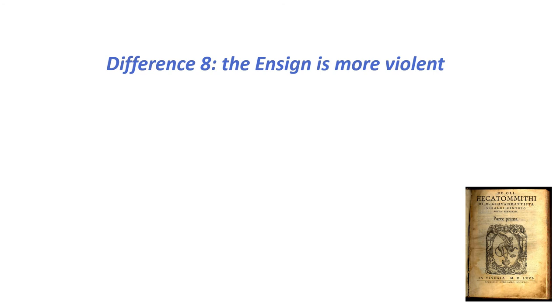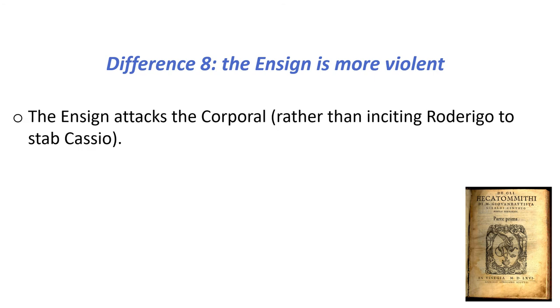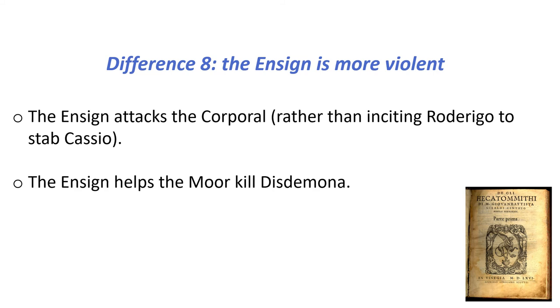Difference 8 then. The ensign in Cinthio's version is much more violent. So the ensign attacks the corporal, whereas in Othello, Iago gets Rodrigo to stab Cassio. And in Cinthio's version, the ensign helps the Moor to kill Desdemona. So there's quite a clear difference there, I suppose, between Iago in the original text and Iago in Shakespeare's Othello. And we can understand this because in Shakespeare's version, what Shakespeare wants to do is present Iago as kind of taking enjoyment, taking pleasure in getting other people to do things for him.